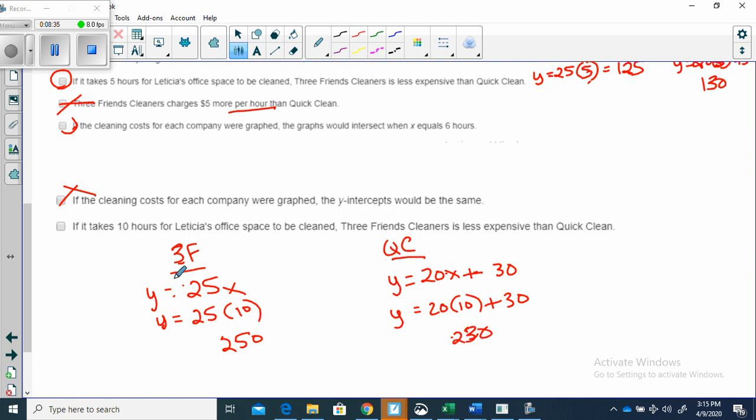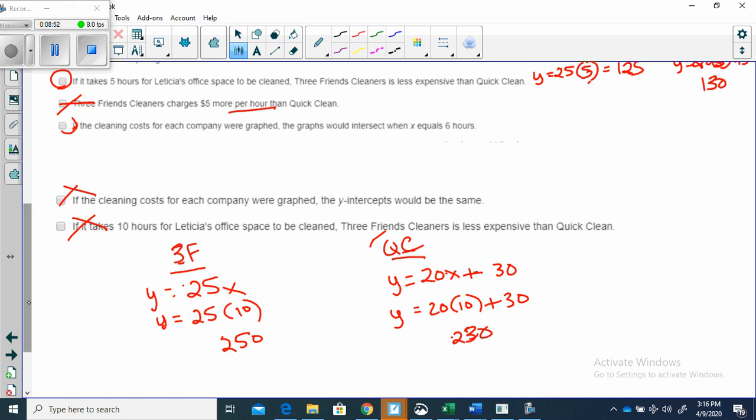Okay, so which one is less expensive? The one that is less expensive is actually Quick Clean. The statement that 3 Friends is less expensive is not correct. Okay, these are the two that are correct.